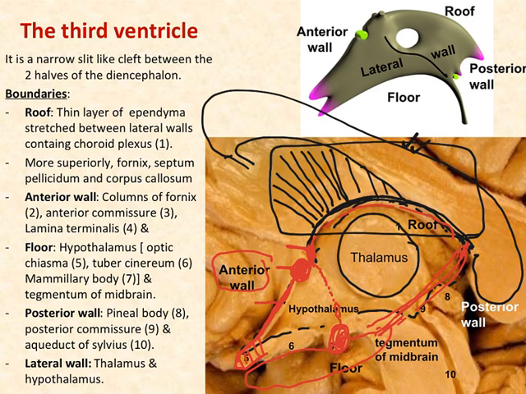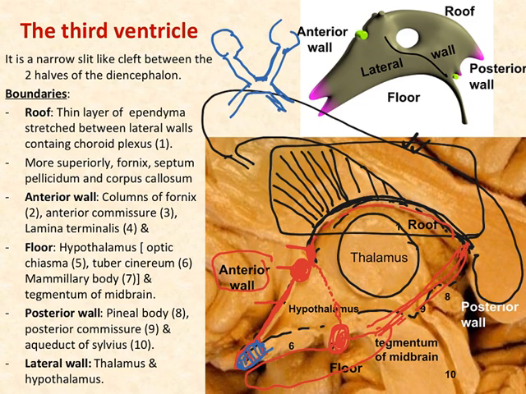Then, the floor of the third ventricle. The floor of the third ventricle is formed by the optic chiasma, this structure. The optic chiasma is formed by the crossing of the fibers of both optic nerves. So if you remember, the optic nerve is coming from the back of the eye, and then with the other optic nerve here, we have the optic chiasma, which is the crossing part between the two optic nerves.